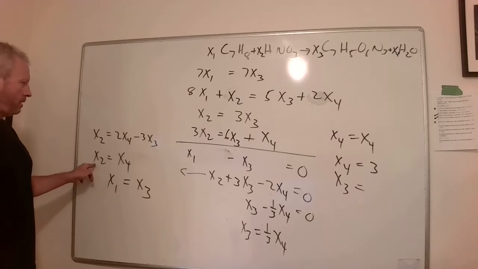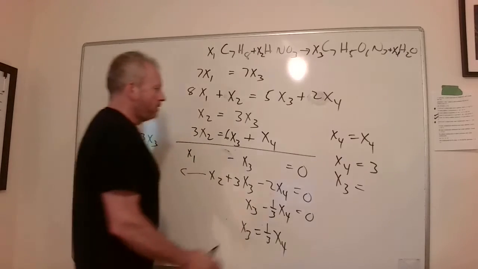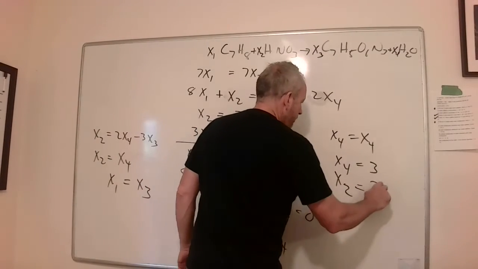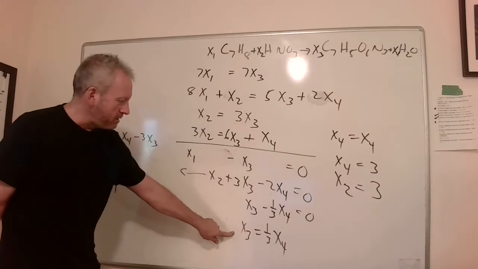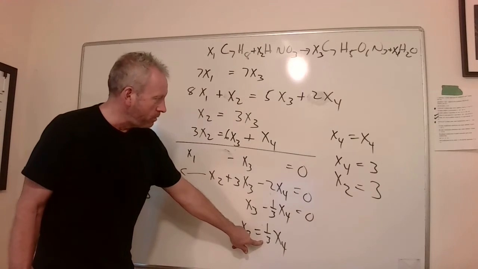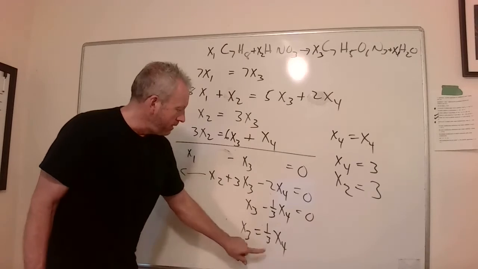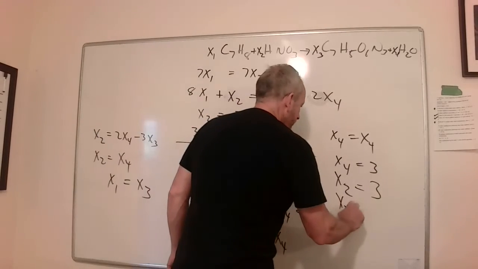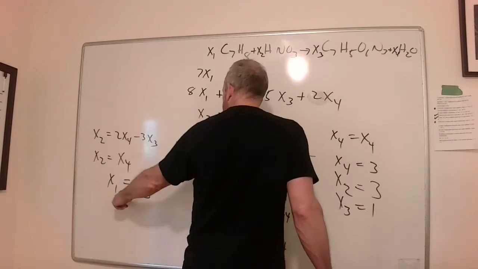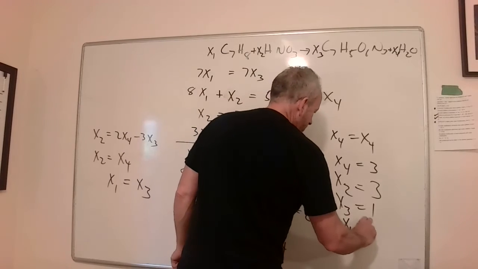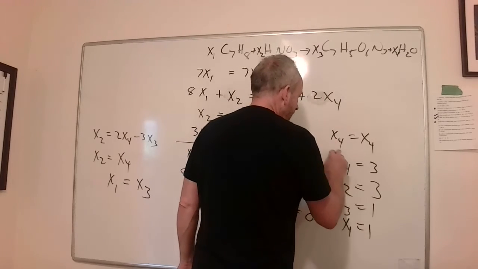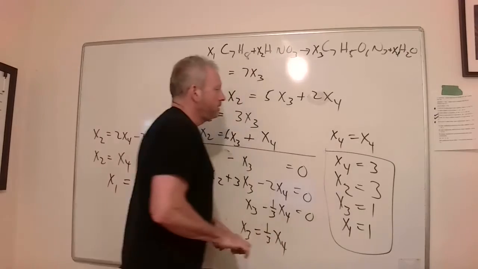Hold on a second. Let me just get x sub 2 first. I think we'll get all these here. X sub 2 is x sub 4, so that'll make x sub 2 equal to 3. Down here we have x sub 3, 1/3 x sub 4. If I make that a 3, that'll make x sub 3 equal to 1. And like I said a second ago, x sub 1 is equal to x sub 3, so x sub 1 is equal to 1. And there is the solution.